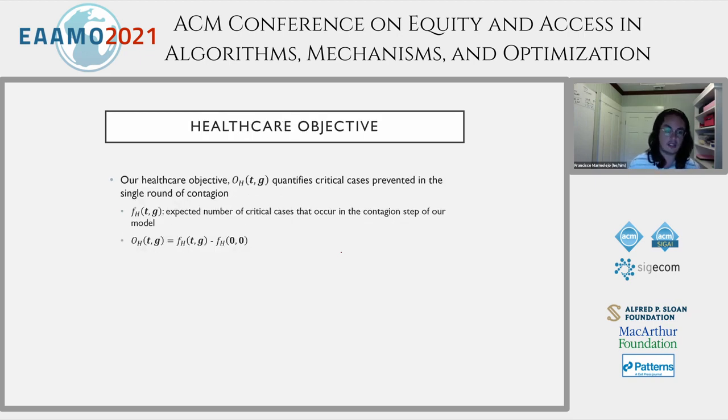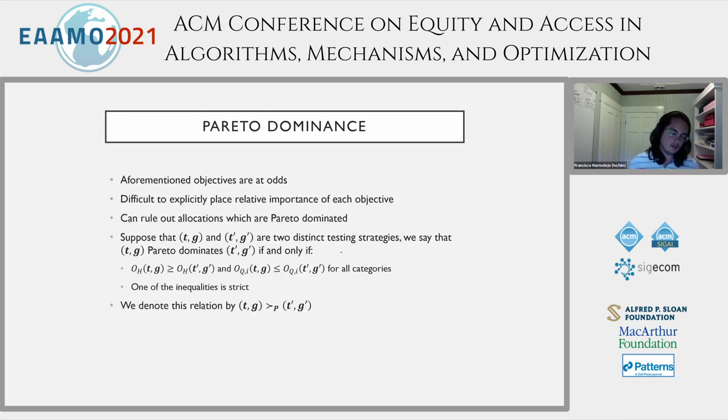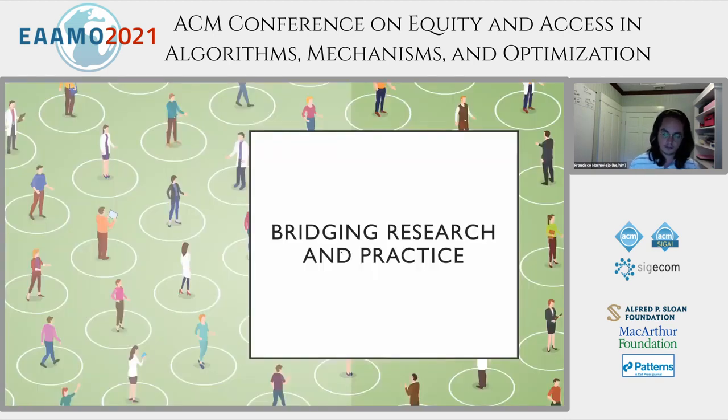and I invite you to take a look at the paper, the expected number of cases that we prevent, as well as the per segment number of individuals that unnecessarily self-isolate in expectation. And we can look at Pareto dominance as a solution concept for this problem instance. What we compute is the set of allocations that are the Pareto frontier, that aren't Pareto dominated by others. And these exemplify the trade-offs that policymakers might have in making a decision on testing allocations.